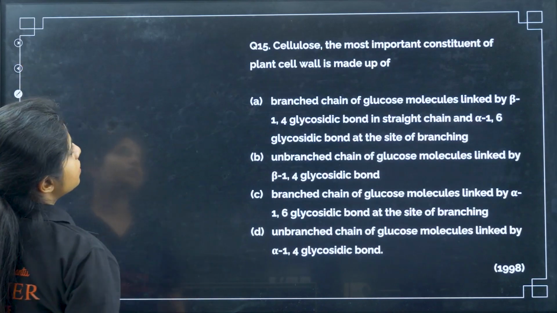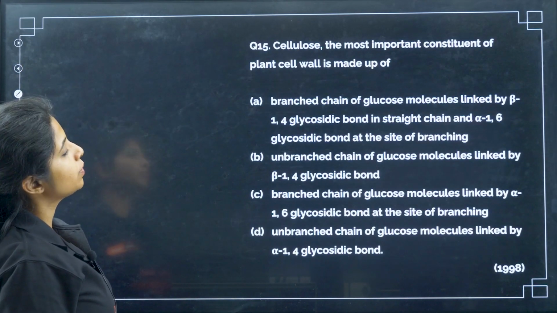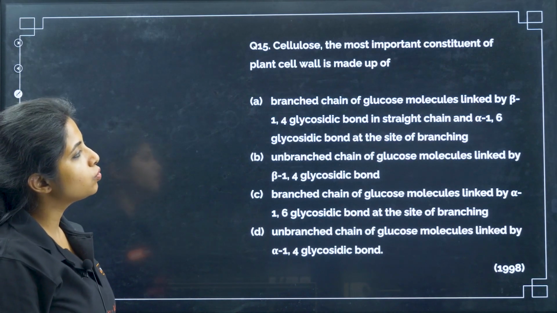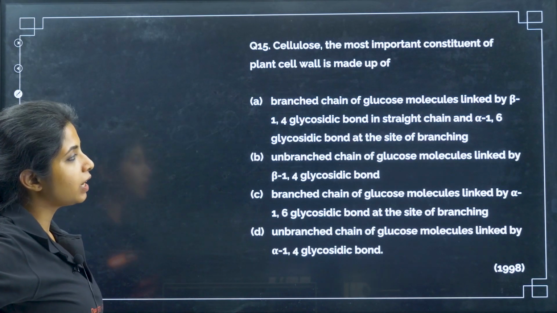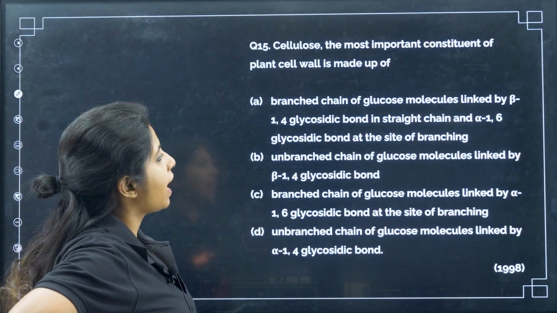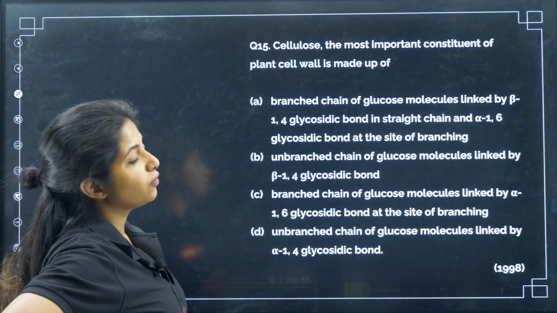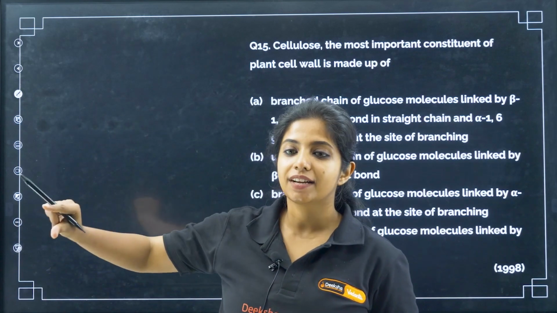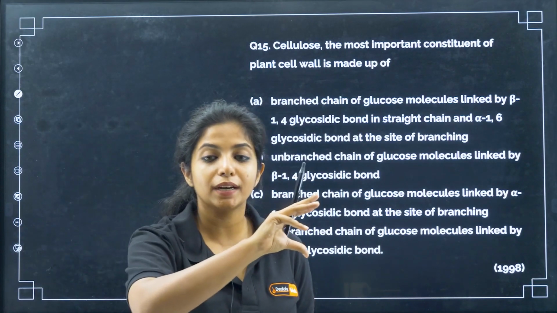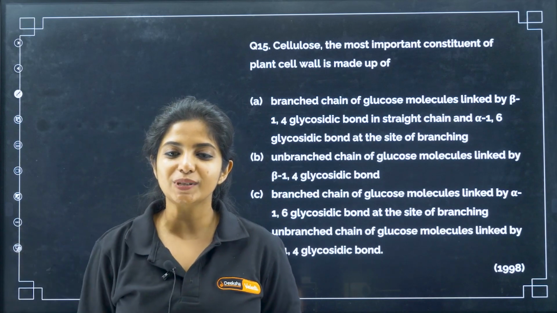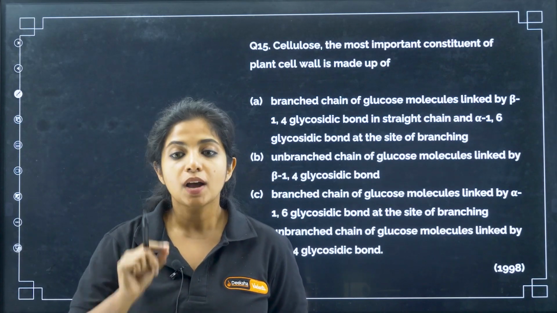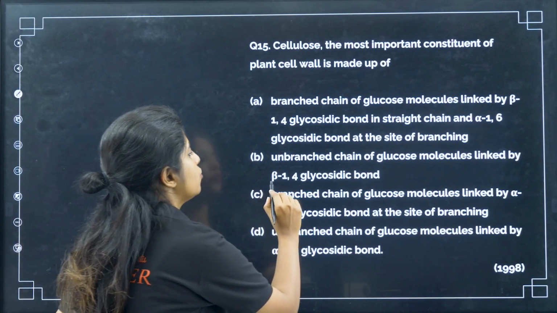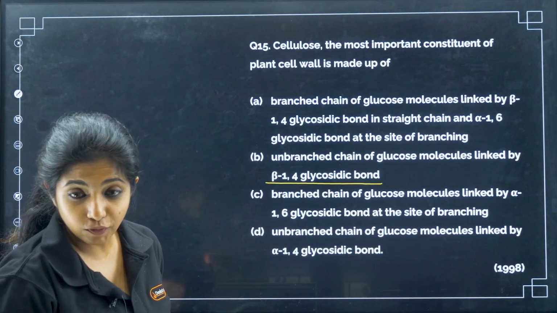Okay. Now, cellulose, the most important constituent of plant cell wall, is made up of what? Branch chain of glucose molecules linked by beta-1,4 glycosidic bond in straight chain and alpha-1,6 glycosidic bond at the site of branching. First of all, is it branched? No, my dear children, it's linear. Cellulose is linear and it is made up of many glucose, and these glucose are linked via 1,4 glycosidic bond. What 1,4? Beta-1,4 glycosidic bond. Always remember that.